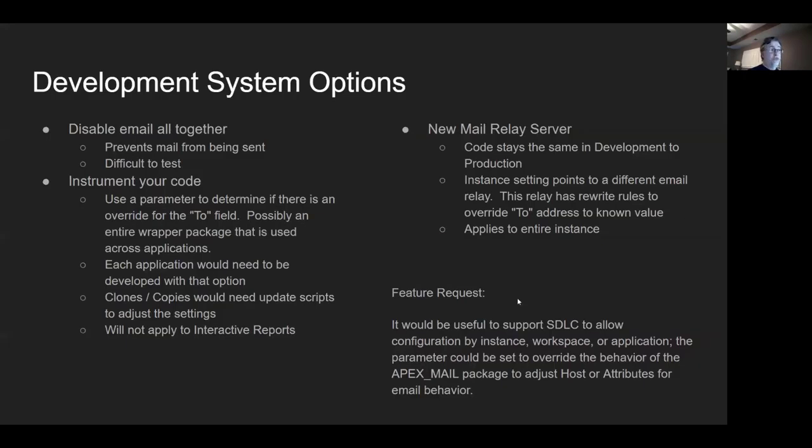A better option, possibly a future crystal ball type of thing, would be a feature request that would allow the support of this type of behavior that could be set maybe at the instance level, maybe at the workspace level, maybe even at the application level, and have that parameter drive the behavior of the Apex Mail API. That would be solving the need for this type of thing. Right now, this is the direction we're going based on the current capabilities without having to modify the Apex Mail.